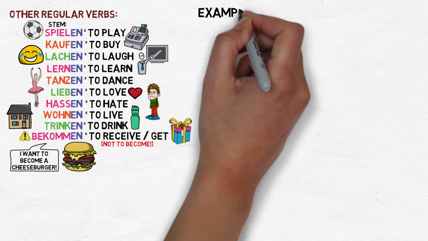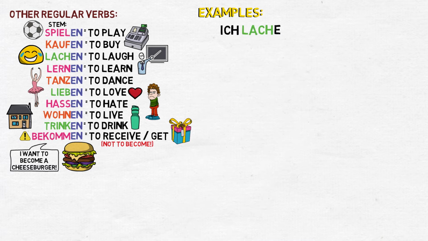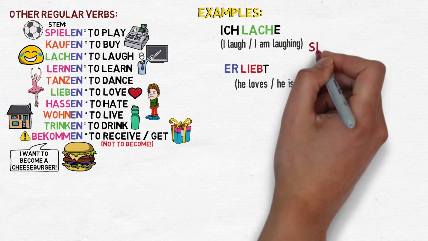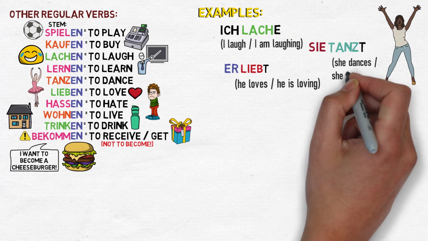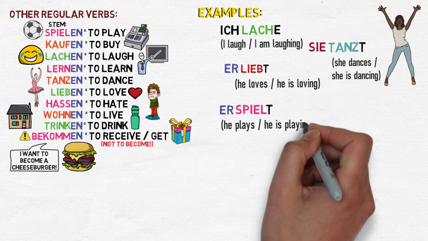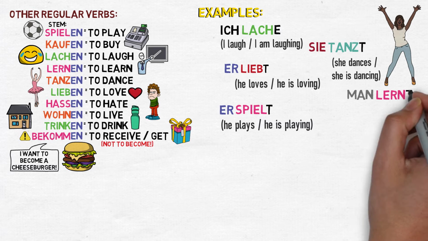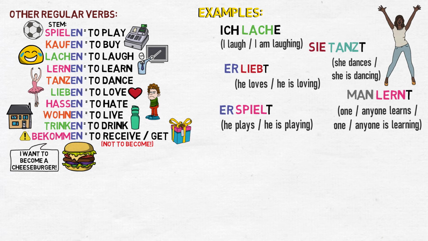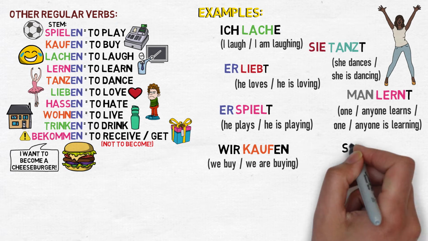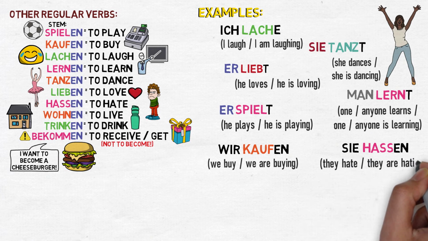Some examples of these verbs in action. Ich lache, I laugh or I am laughing. Er liebt, he loves or he is loving. Sie tanzt, she dances or she is dancing. Er spielt, he plays or he is playing. Man lernt, one or anyone learns or anyone is learning. Wir kaufen, we buy or we are buying. Sie hassen, they hate.